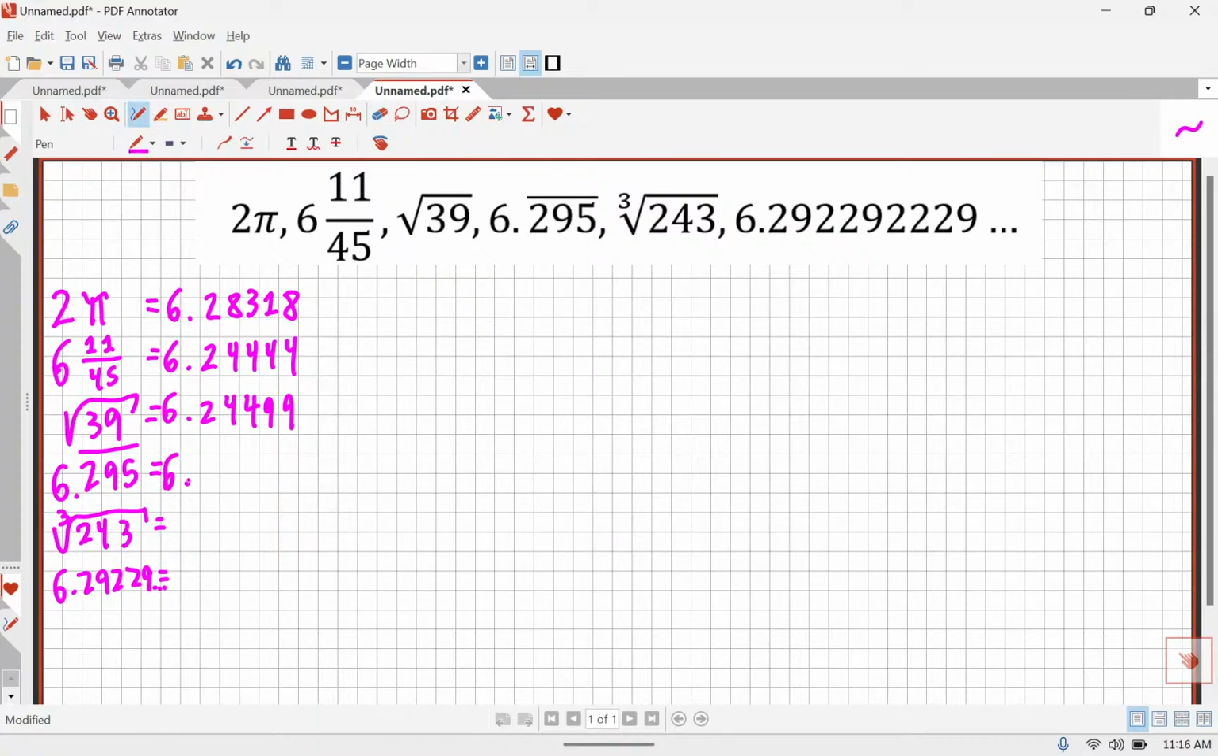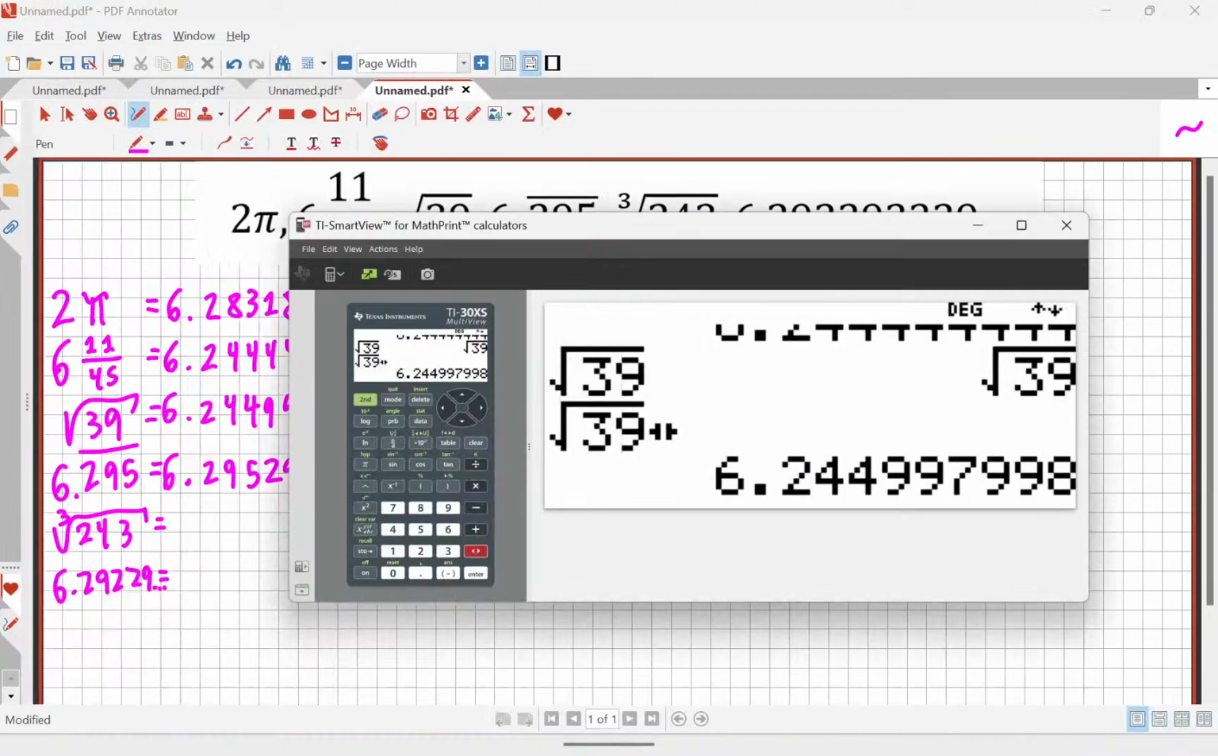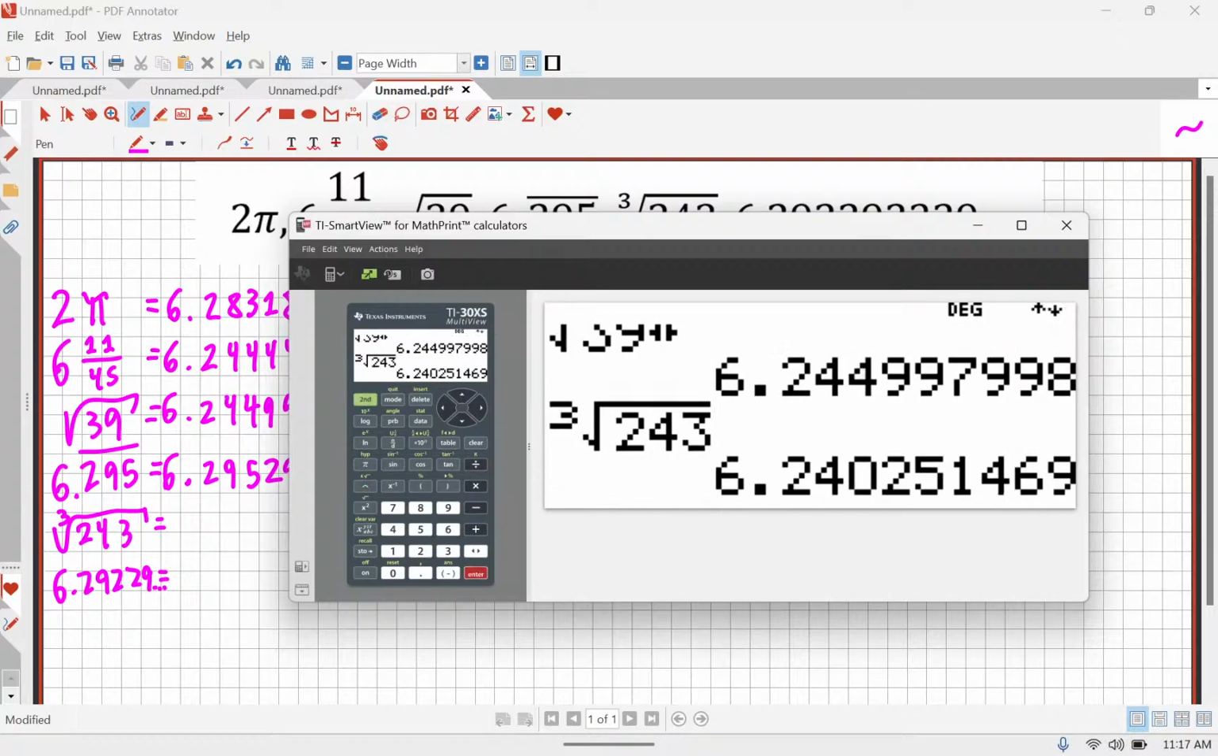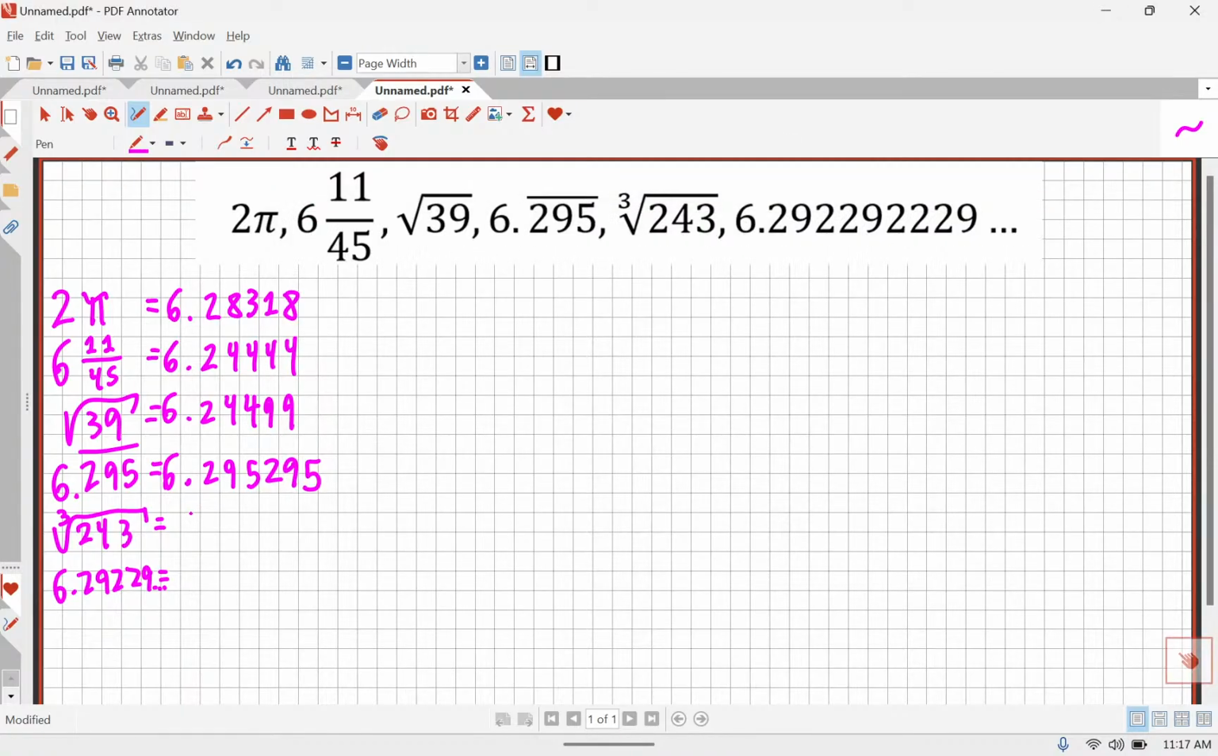Guys, don't worry about it. People say, well, how do I put that on my calculator? You actually don't really have to. It's just 6.295295. And if I need more, I'll go get it. The third root of 243 is 6.24025.